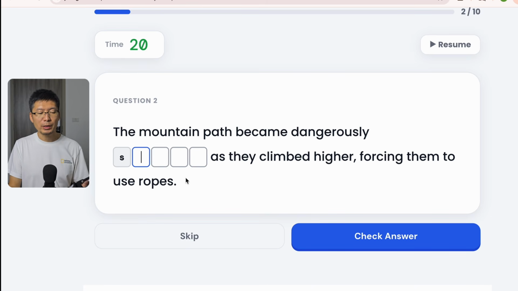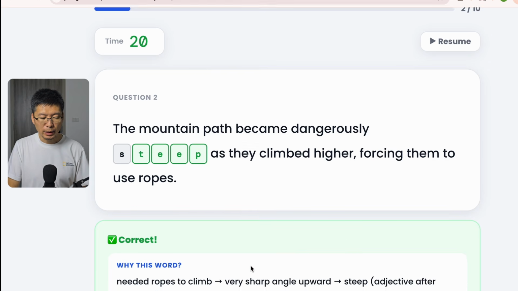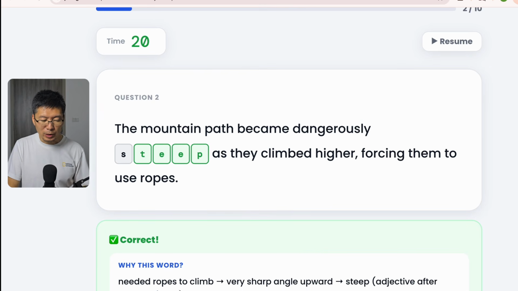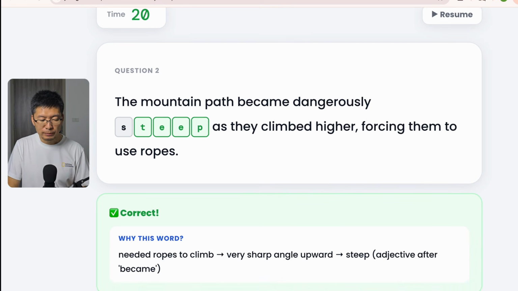Okay, the correct answer, I think, is steep, right? It's about the angle of the mountain. They needed the ropes to climb. So it's a very sharp angle upward. So it's steep, an adjective after "became." Okay, next one.